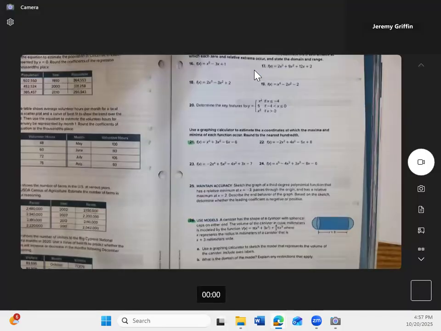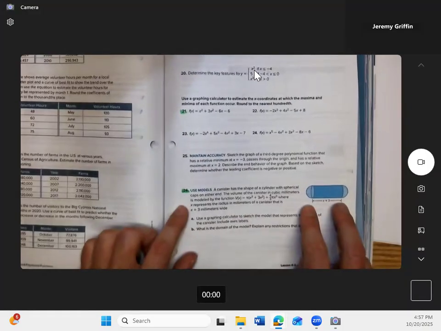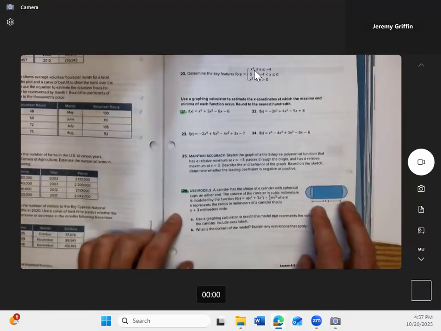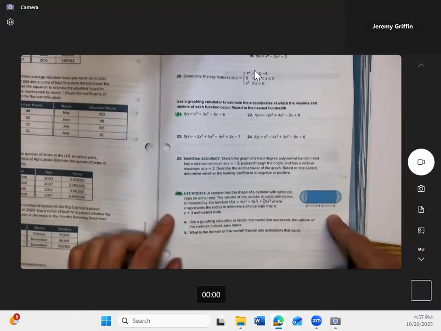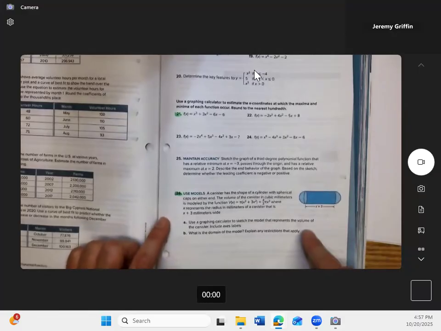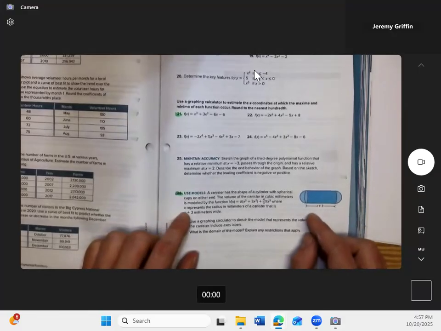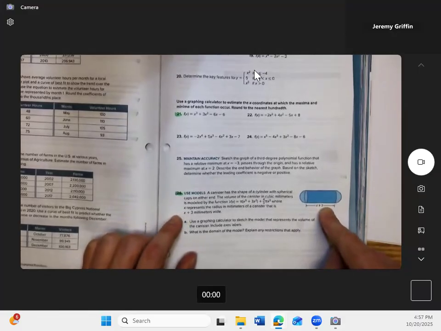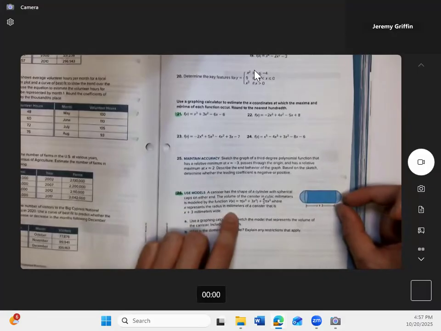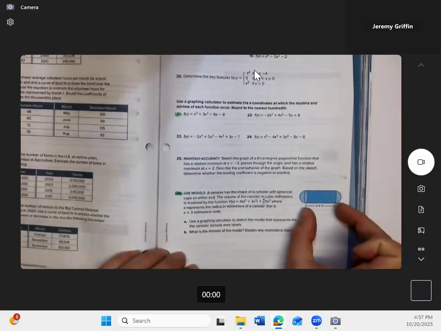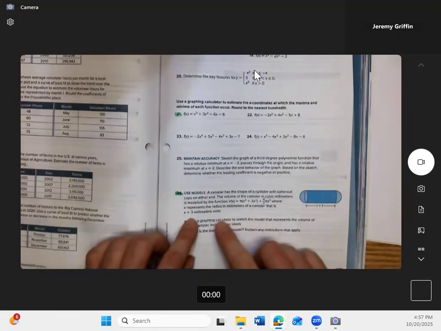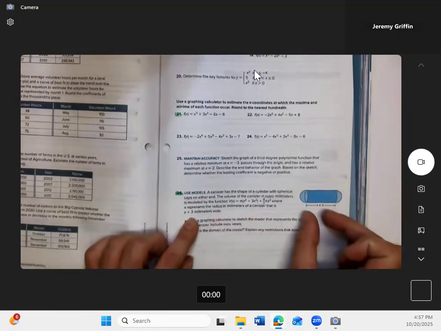Next example. This canister. I think on the very first week of school, this was one of the examples that I photographed for you guys because I thought it was pretty cool. This looks like a little pill capsule, doesn't it? There's some radius they're going to call x, and they want the length, just the straight part, to be x plus 3 millimeters.